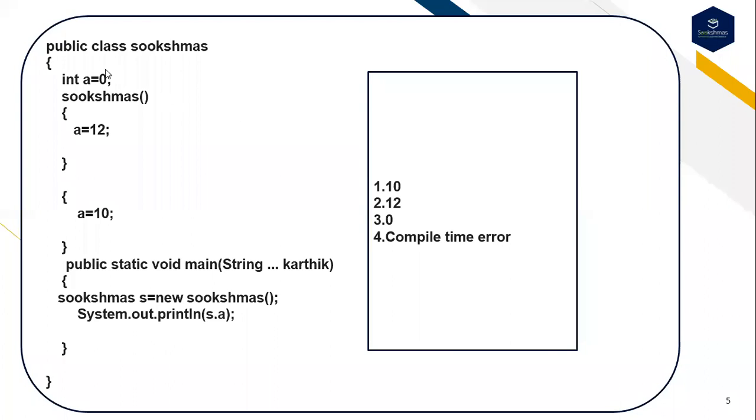This is the fourth question. Here I have introduced an instance variable, initially initialized to 0, and in the constructor I am initializing it to 12, and in the instance initializer block I have initialized it to 10. Execution of the program begins from the main. I have created an object, and with the help of the reference I'm accessing the a value. So predict the output of this code, whether it will print 10 or 12 or 0 or else a compilation error.